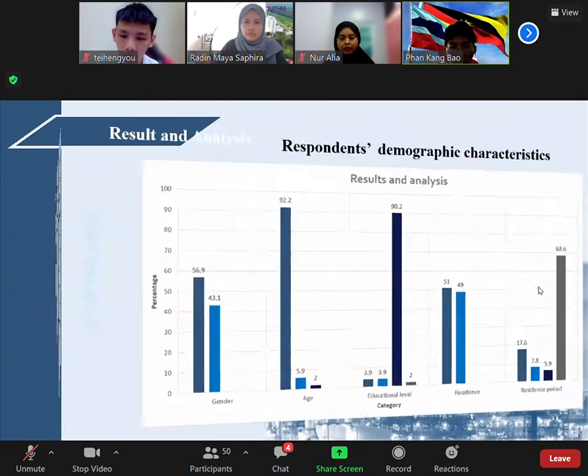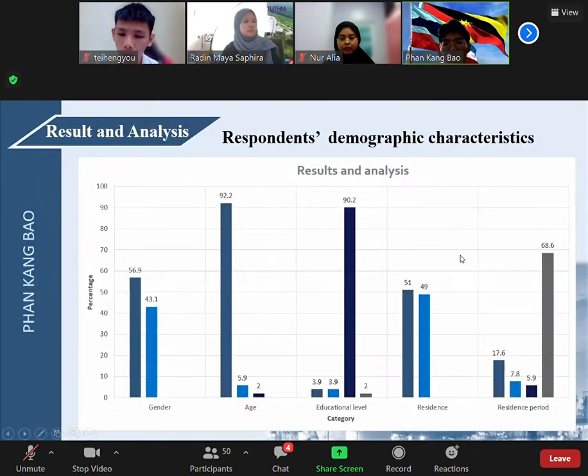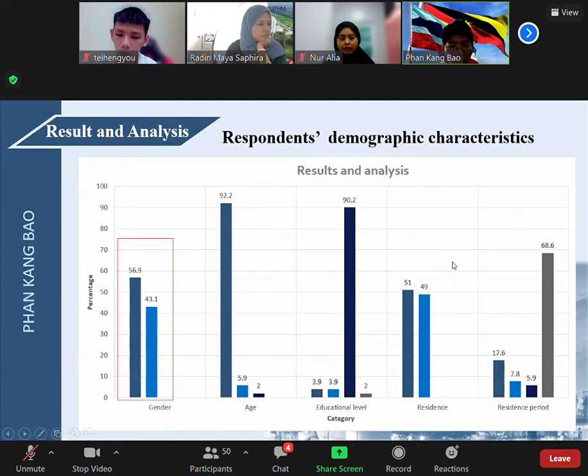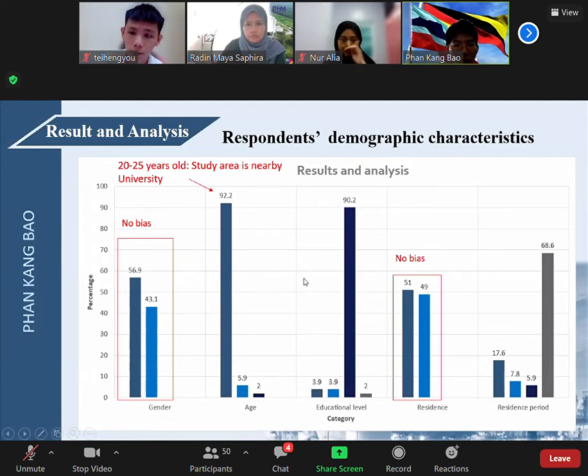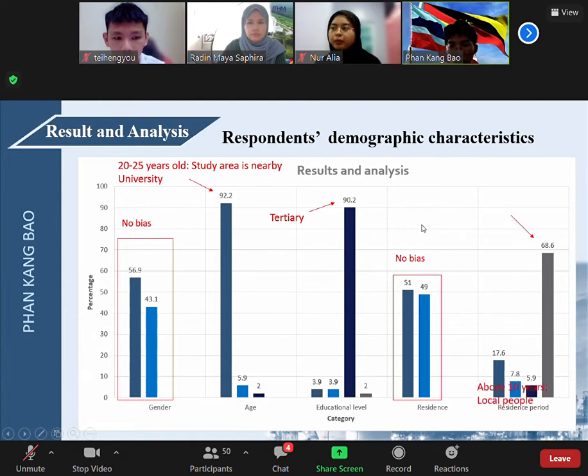So next, the first part is about the respondents' demographic characteristics. As shown here, there's actually no major bias in gender and the residence of the respondents. However, there's a huge bias in the age, educational level, and residence periods of the respondents. The attachment is that the study area is nearby the universities. So therefore, the major group of the respondents is between 20 to 25 years old with tertiary educational levels. And most of them are local people who have lived above 10 years in the study area.